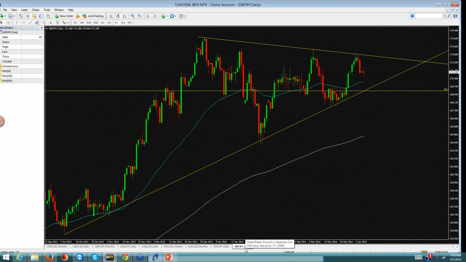Same thing on the pound yen as well. We may have some up movement here, but I think it's got to get back down here to complete 169.63 or 169.80 in that vicinity.